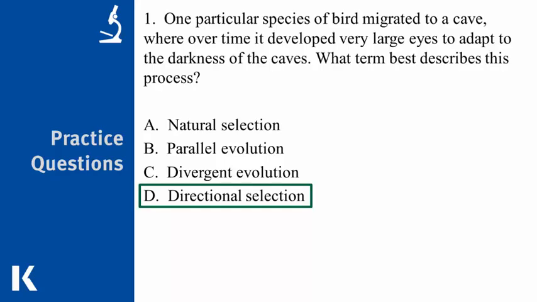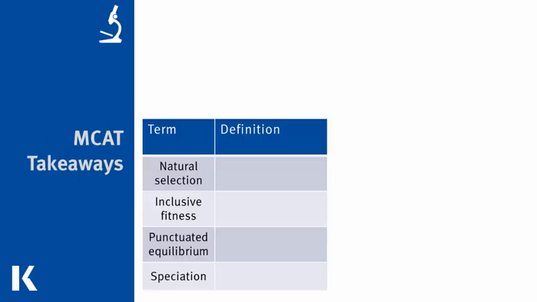Remember that directional selection occurs when a species has environmental stressors that promote extreme phenotypes, like the birds who have the very large eyes. This is an example of natural selection, so answer choice A is not specific enough of an answer to be correct. Answer choices B and C are incorrect because we are not comparing two species to one another, as these patterns of evolution do. Great job if you got that question correct.